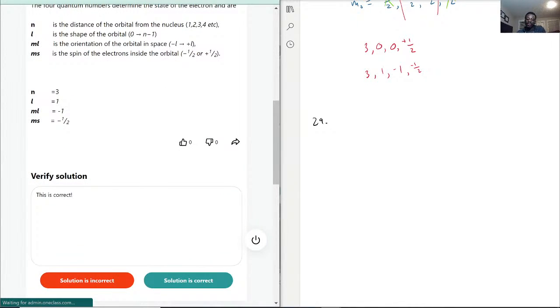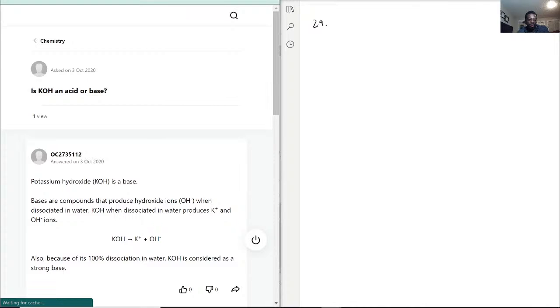Okay, alright, let's see here. Question 29. Is KOH an acid or a base? Amazing. Great. This is a question we can easily solve, because we want to know how it dissociates first. So KOH, acid or base? Okay, so with that, let's actually write our formula. KOH, aqueous, breaks down into K plus OH minus.